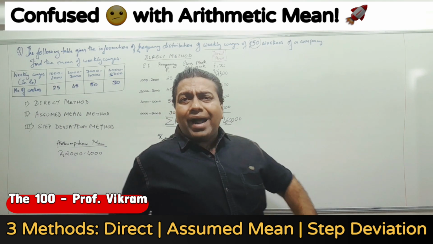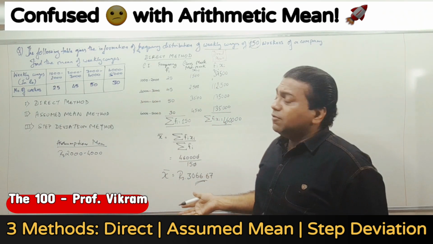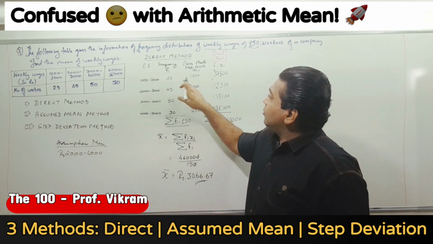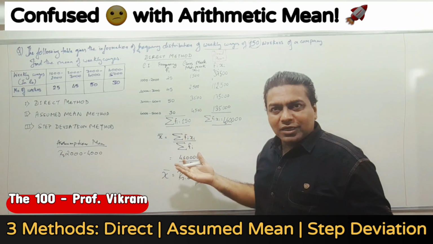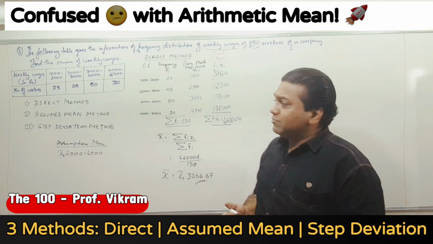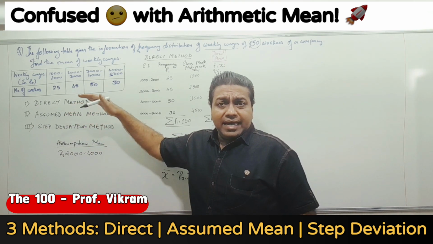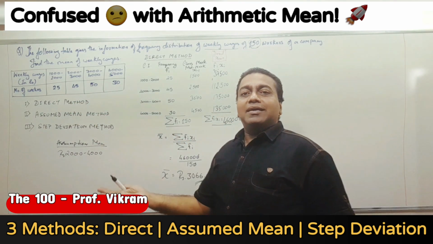So why do we not prefer this method to find out the mean wage of the worker? Because of the calculation part, because that's time consuming. So how do we reduce this calculation? How do we reduce that time consumption? We can go for assumed mean method and see whether we get ease and relaxation in the calculation.